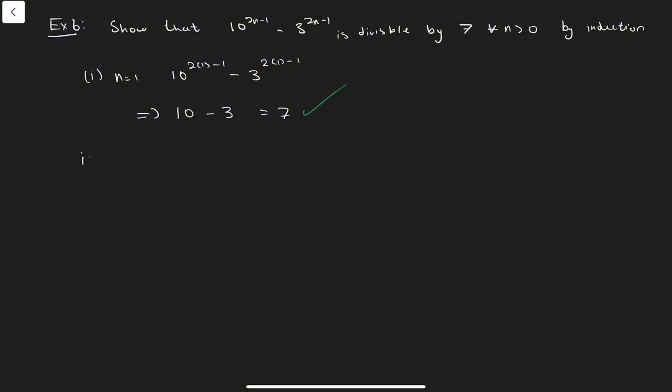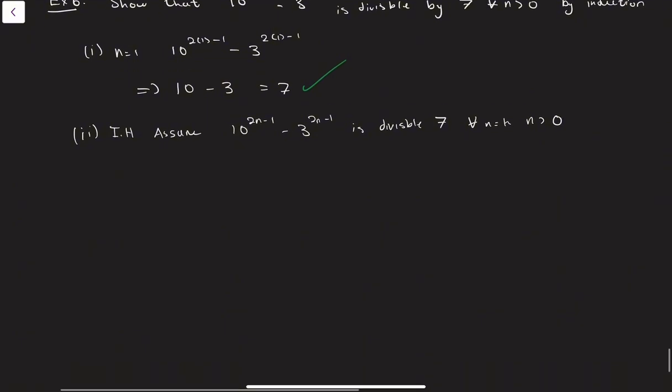Then we'll write our induction hypothesis, and this is important. So now we assume that 10^(2n-1) minus 3^(2n-1) is divisible by 7. I'm not saying that it is. We don't know if it is, but we're just going to assume that it is divisible by 7 for all n equal to k and n greater than, not equal to, greater than 0.